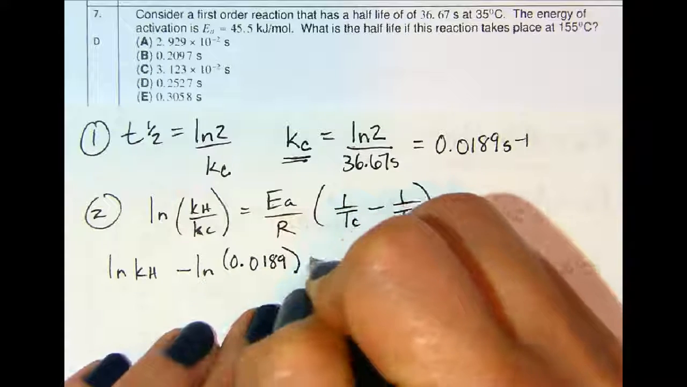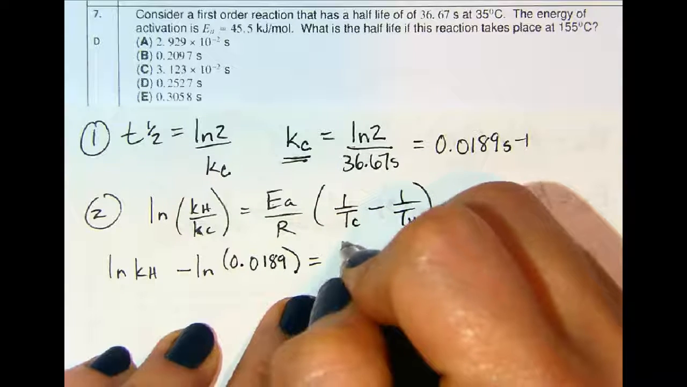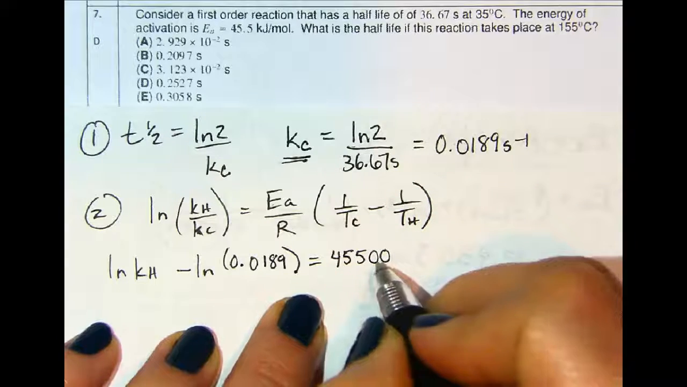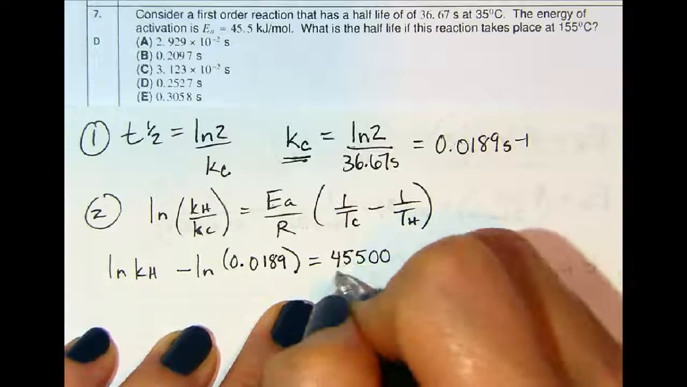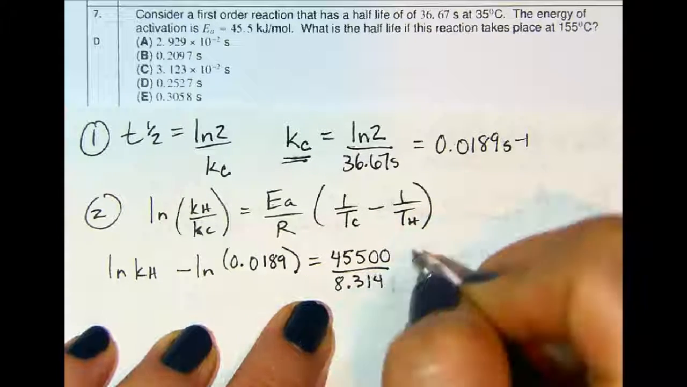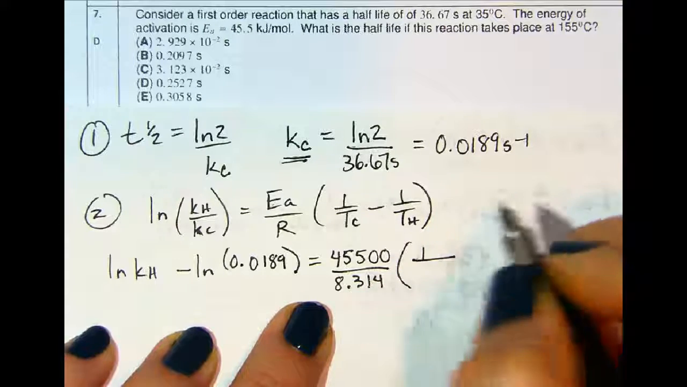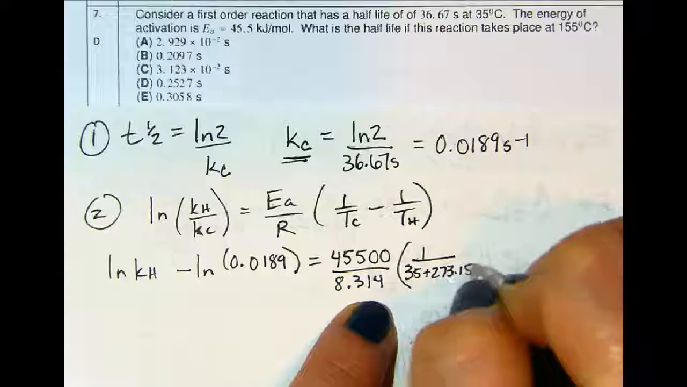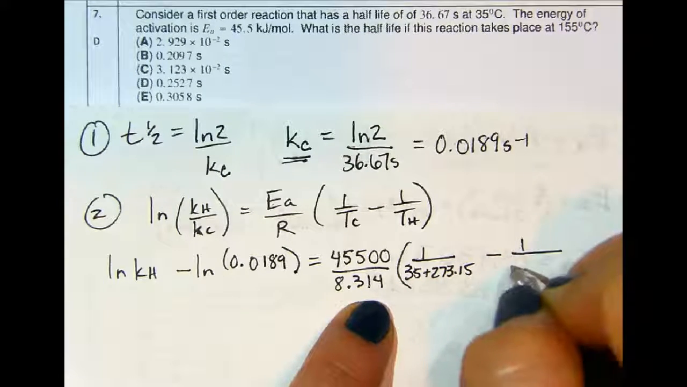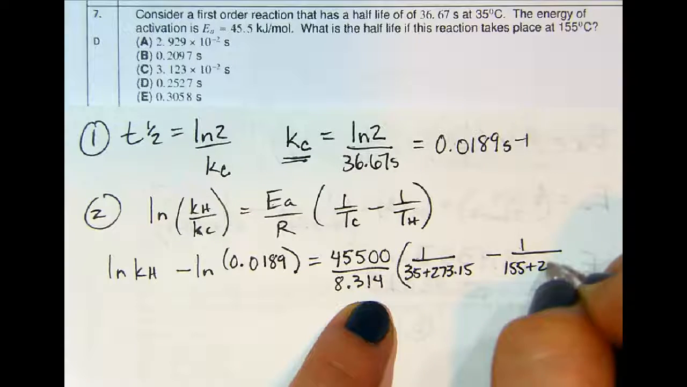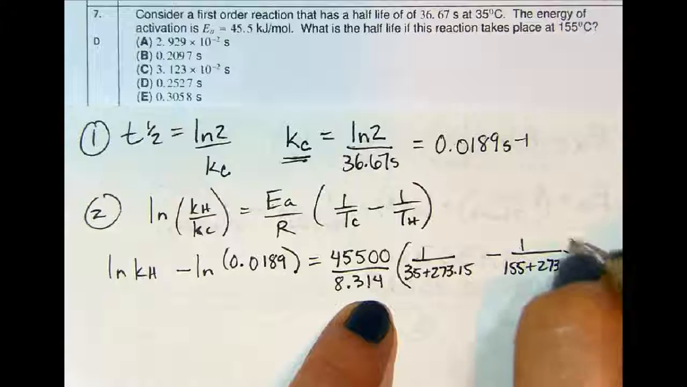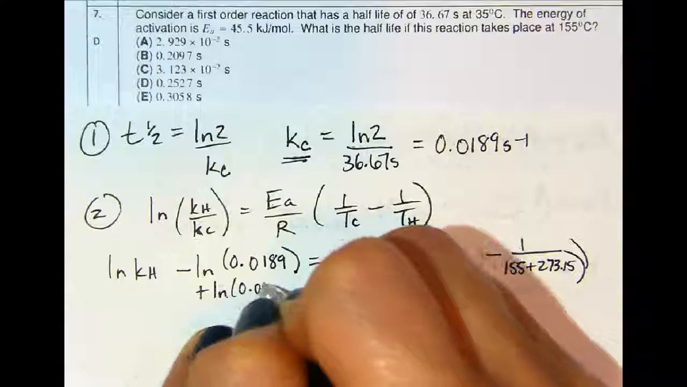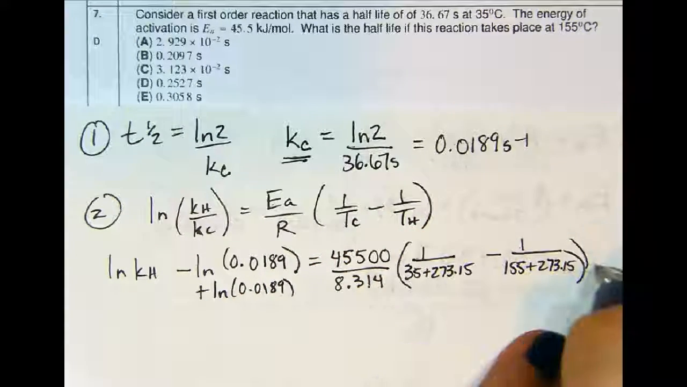is equal to my activation energy. And it's in kilojoules, but I'm going to multiply that times 1,000 in order to turn it into joules. So 45,500 divided by 8.314 joules times 1 over the colder temperature, which is going to be 35 plus 273.15, minus 1 over the hotter temperature, 155 plus 273.15. I'm also going to go ahead and add the natural log of 0.0189 to both sides of the equation.